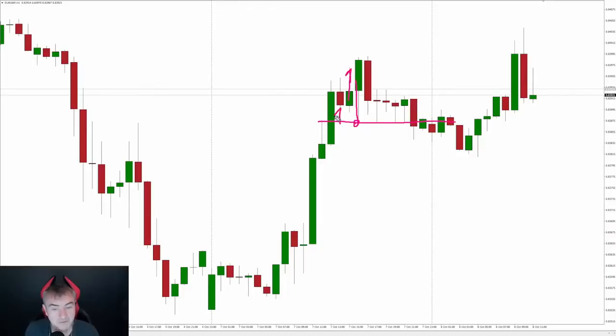Why? Because the sellers failed to go short, the buyers took control of the market. Bullish engulfing, and they made a new high. So if we test this area again, or in fact this area, you could have bought that or that. That is your trade on the wicks. So the wicks is where you take the trades.